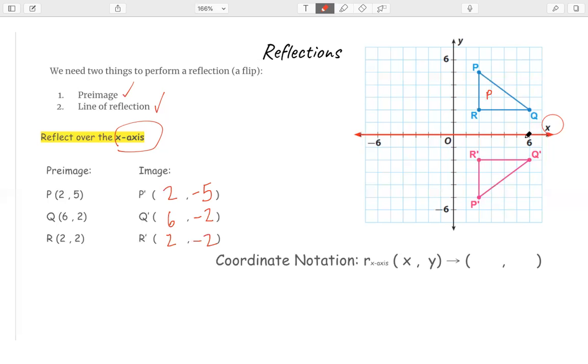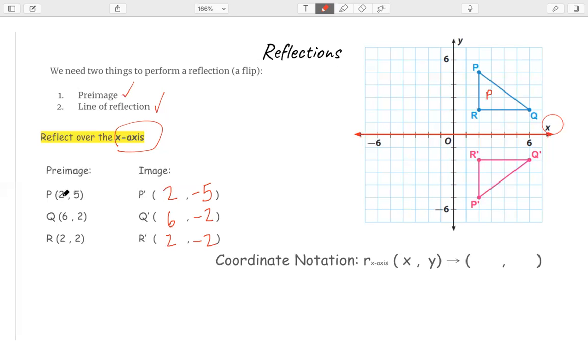Okay, now in order to determine what our actual coordinate notation is when reflecting over the x-axis, I want to try and figure out what my rule is. So take a look at the coordinates. Let's compare the pre-image to the image. What do you notice? You can go ahead and pause the video at this time to see if you can take a guess. Okay, welcome back. So let's take a look and compare.